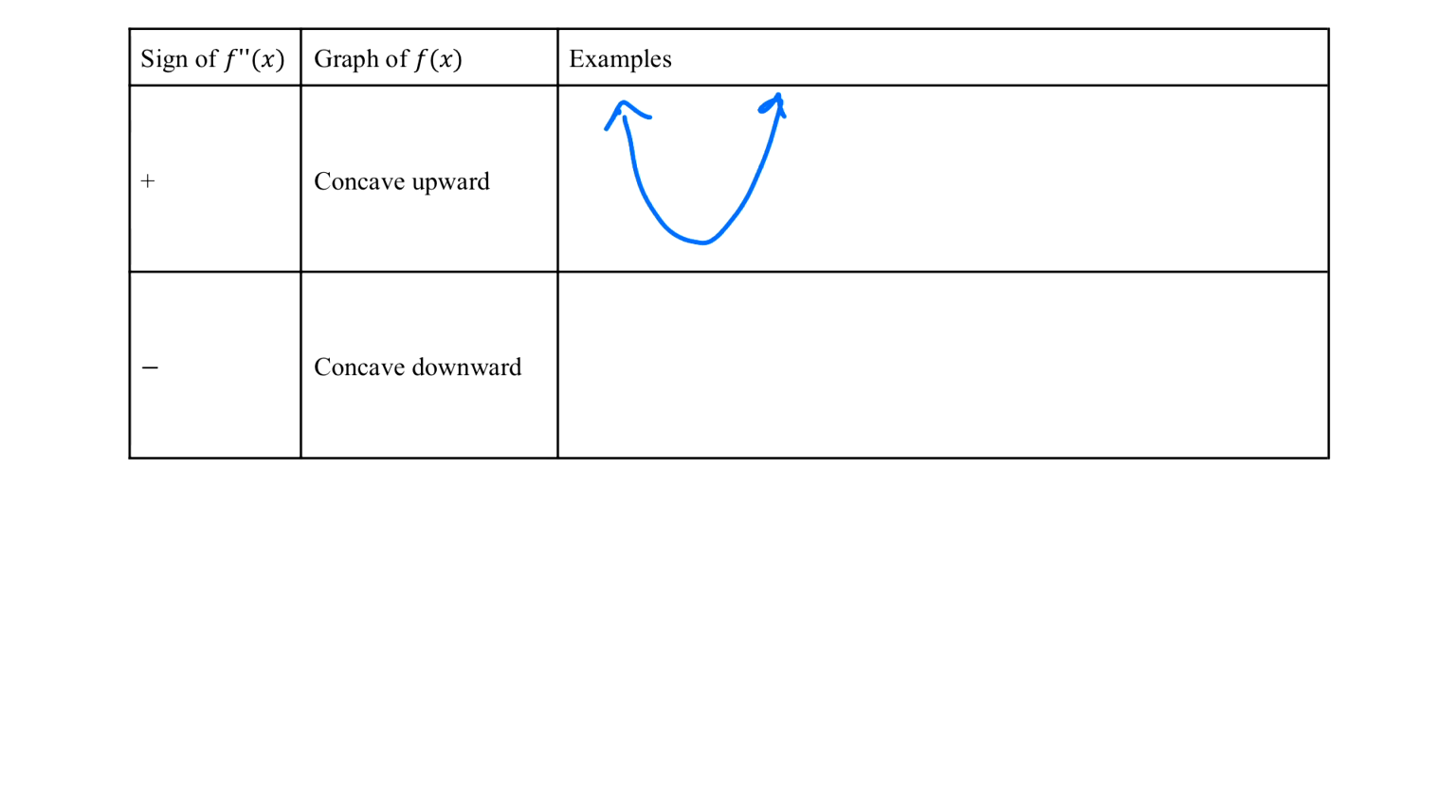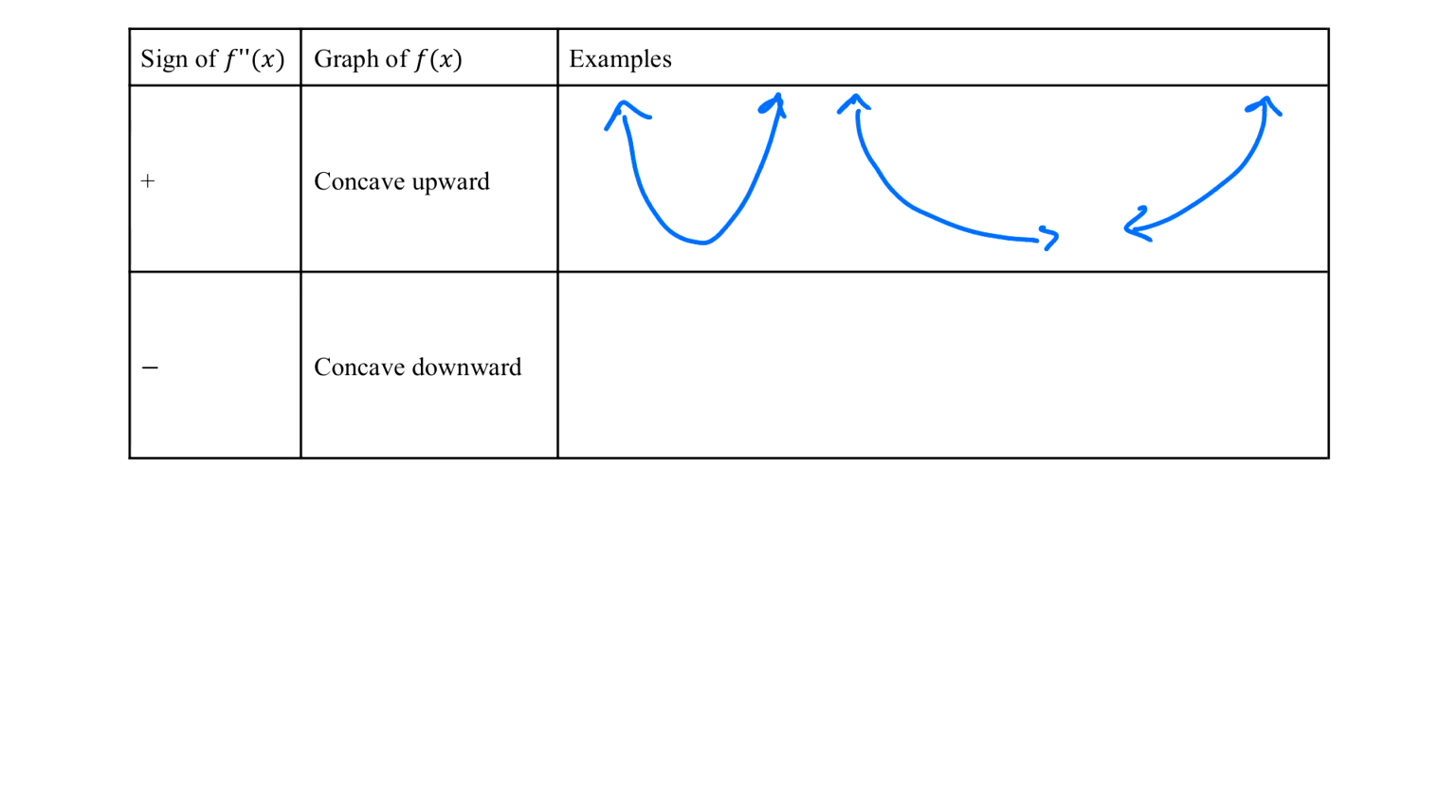But we also don't need to have that whole shape. We don't necessarily need to include, say, a minimum here. We could only have, say, a part of our graph. So that would sort of be the left-hand side of our concave upward shape. Or we could just have, say, the right-hand side of our concave upward shape. So we don't necessarily need a minimum or a maximum.